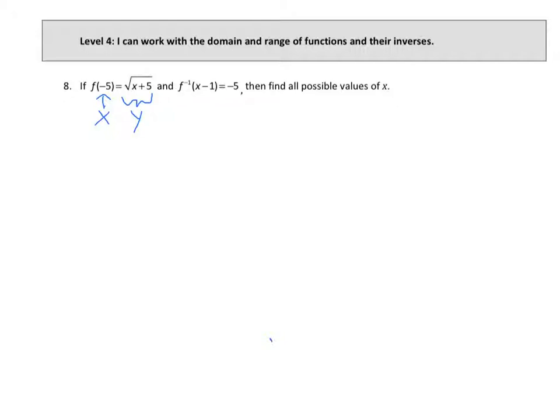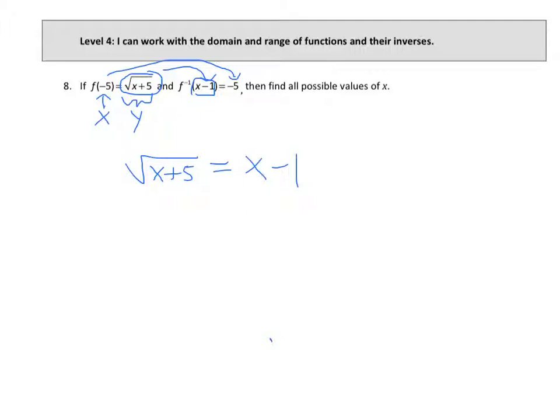So negative 5 became the y, which means this part became the x. So what we can do is just set these inside pieces equal to each other. So radical x plus 5 would have to equal x minus 1. And then that's the equation we have to solve.